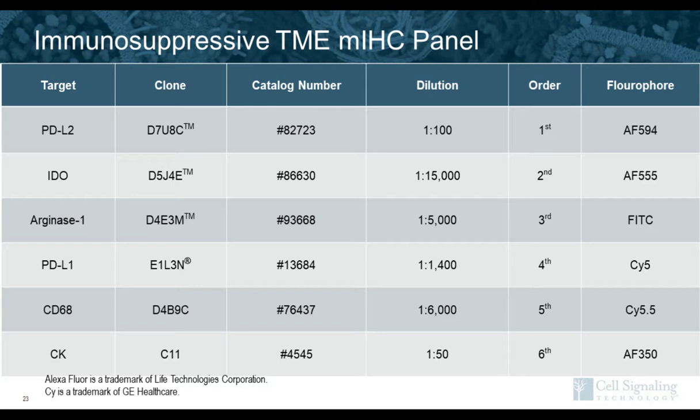So to highlight this panel and the optimized conditions that we ended up with, I'll just leave this slide up for a minute. You can see that PDL2 is paired with Alexa Fluor 594, IDO with 555, Arginase 1 with FITC, PDL1 with Cy5, CD68 with Cy5.5, and finally cytokeratin with Alexa Fluor 350. And this information, again, I'll provide a link at the end of the webinar that leads to an application note that'll give you a little bit more detail in regards to the protocol.